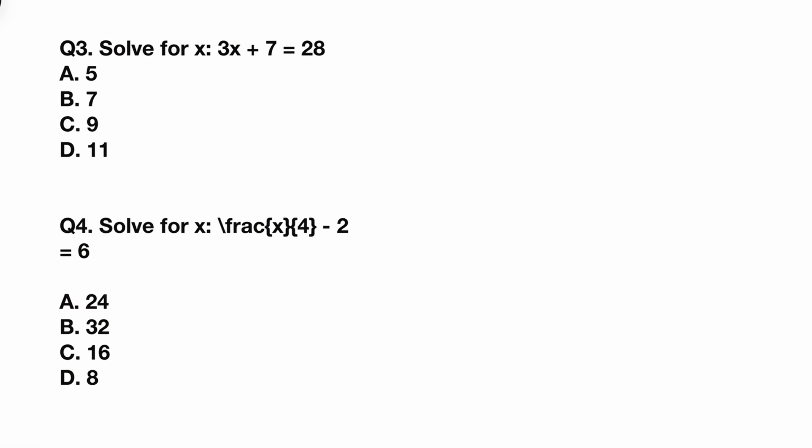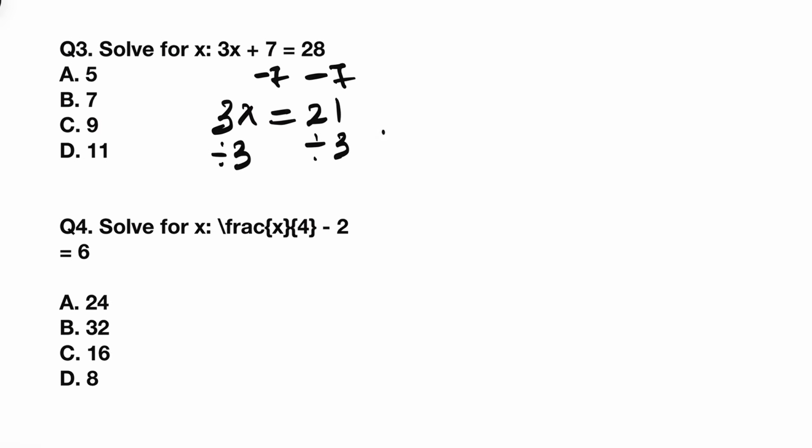Question 3. Solve for x the equation 3x plus 7 is equal to 28. We notice that 7 there is the term independent of x. So we have to eliminate 7. So minus 7 on both sides of the equation. So we are left with 3x is equal to 21. And we divide both sides by 3. This implies that x will be equal to 7.